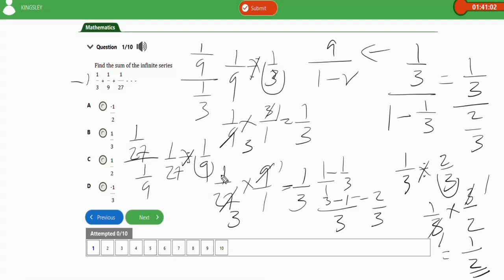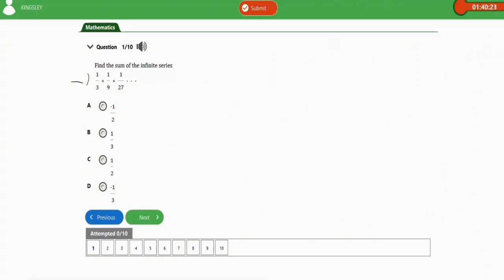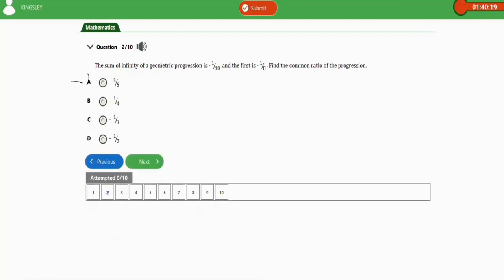Let's wipe this now and solve the next question. Alright, so guys, the next question I'm going to solve is this question. Okay, let me clean this. So the question says the sum to infinity of a geometric progression is this, and the first term is this. Find the common ratio. Alright, just simple logic.